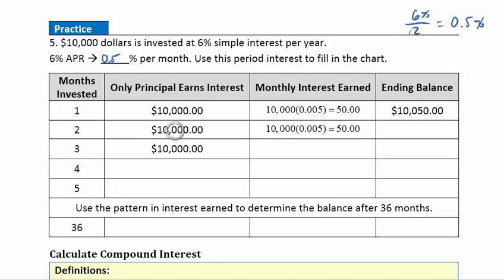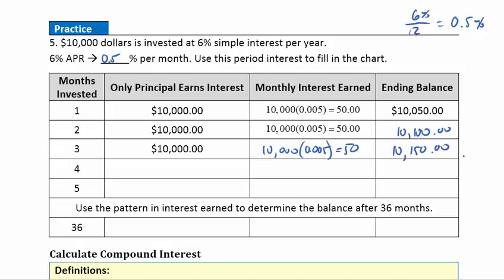So we're only going to earn interest on this $10,000 amount. We've only earned interest on what we've invested here. So we're going to take 10,000 again times 0.5%, and we'll get $50 again. So then we would be at $10,100. Now we're going to take 10,000 times 0.5% again, and it's going to come out to $50. And so then I'm going to have 10,150.